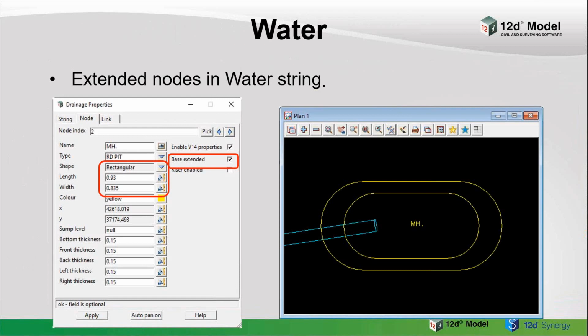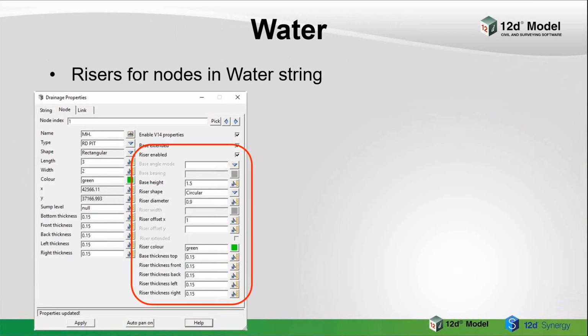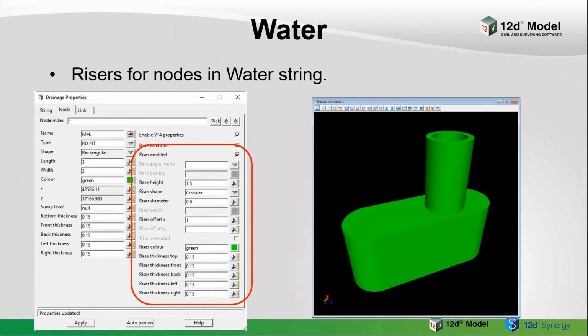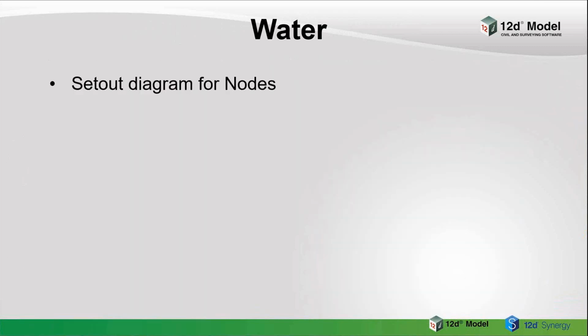We've also added risers in the water strings. So if you click on risers, it'll probably be a little bit different when you see it. You basically have the base, the bottom of your pit, and then you have this riser going to the surface. So there's all that information. Again, it can be circular, rectangular, or it can be extended, and you can place it and then position it from the center of the manhole. So you can do whatever you like there. So that's all going to be available for you in 14.